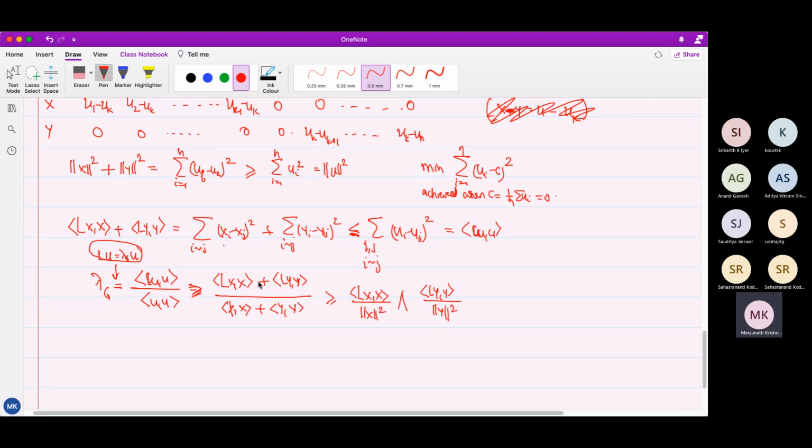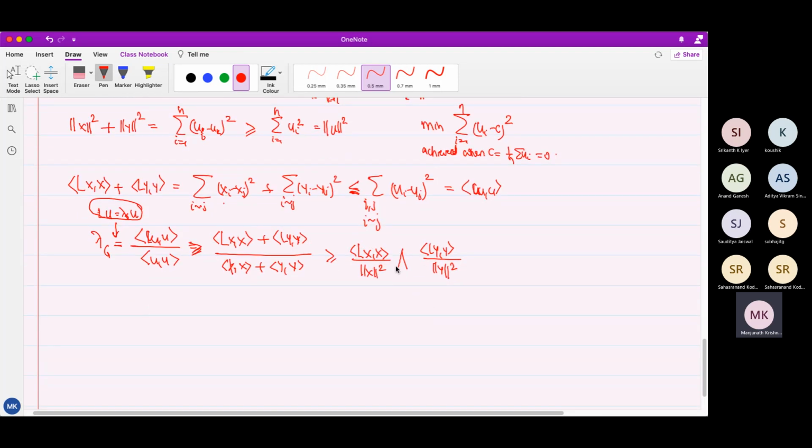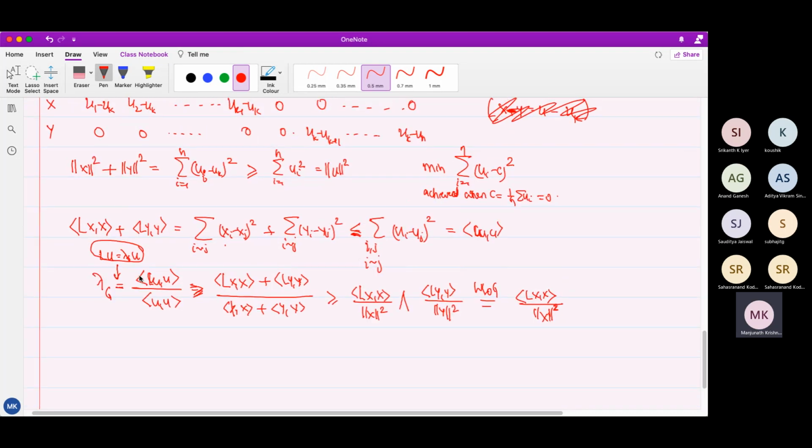This is true: a plus b over c plus d is greater than or equal to the minimum of these. This is trivially true. So let's say without loss of generality, it is Lxx over norm x square. Okay, so you have to now relate this to the expansion of S. So far we have related lambda g to this. Lambda g is at least equal to this. So now we have to relate this to the expansion of S.